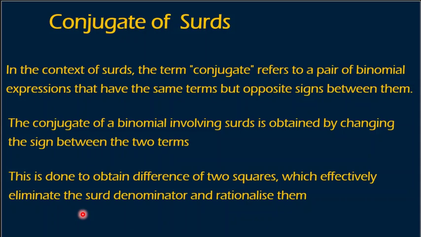The reason for doing that is that we want to obtain the difference of two squares, which effectively eliminates the surd in the denominator and thus rationalizes it. We want to rationalize the surd. So for binomial terms, you have to take the conjugate. When you take the conjugate and multiply through, we have a difference of two squares, and so it eliminates the surd we have in the denominator.